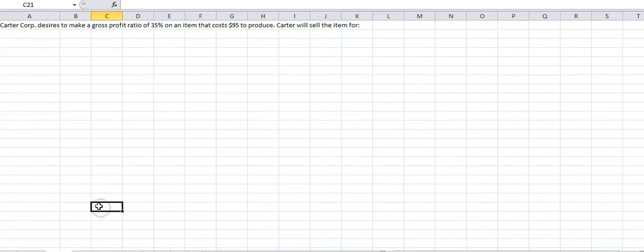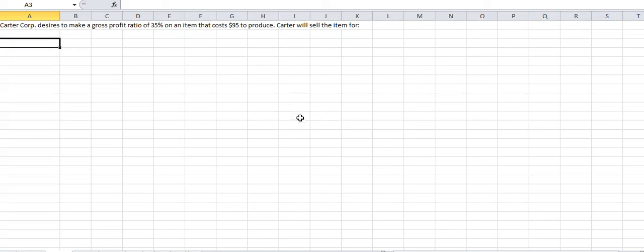Let's click over here. It says Carter desires to make a gross profit ratio of 35% on an item that costs $95 to produce. Carter will sell the item for how much? Okay, so unfortunately for those who don't like math, this is more of a mathematical problem, sort of like an algebra problem, right?